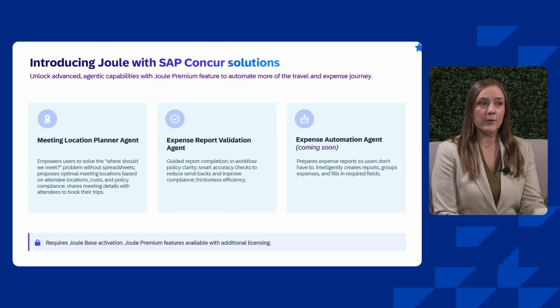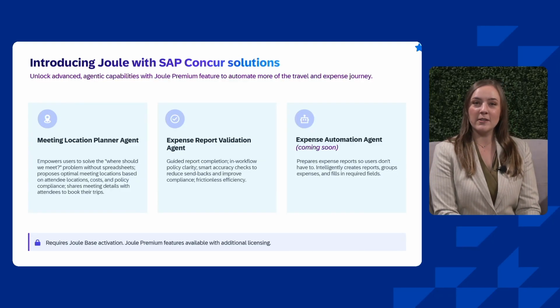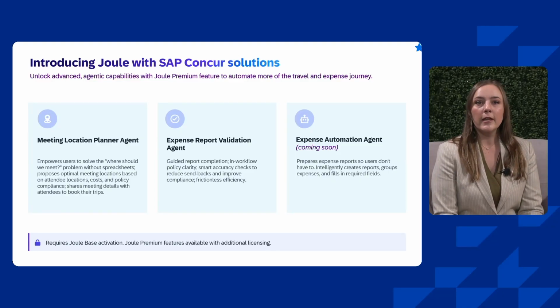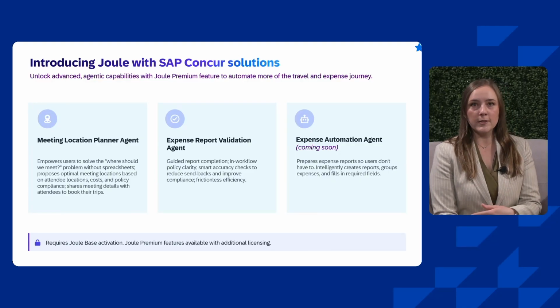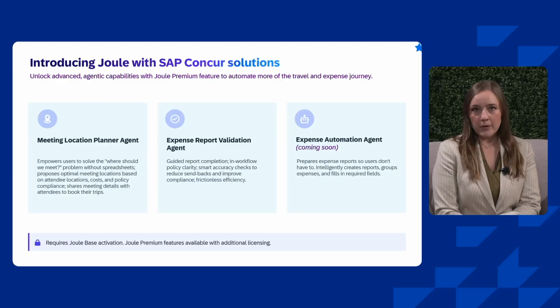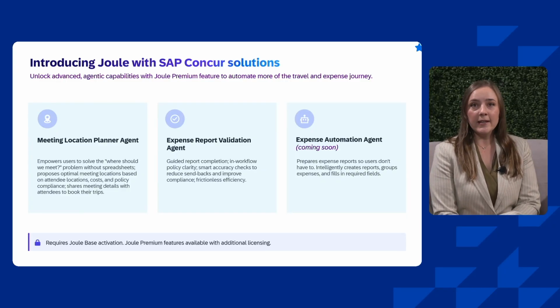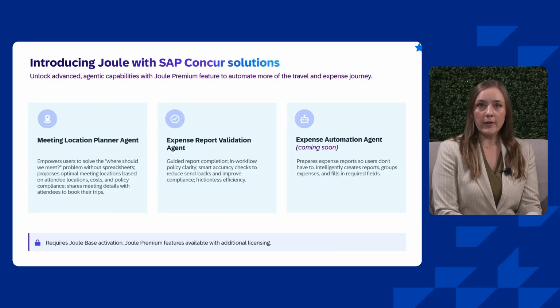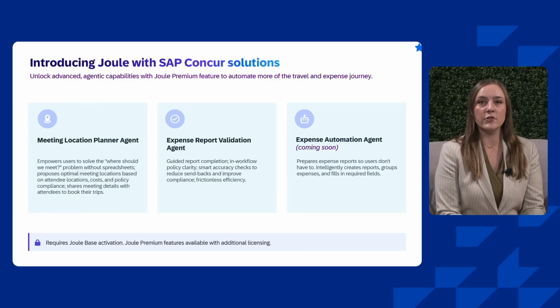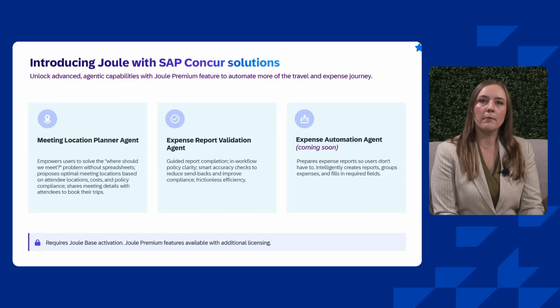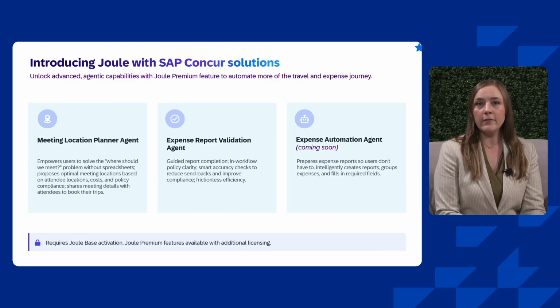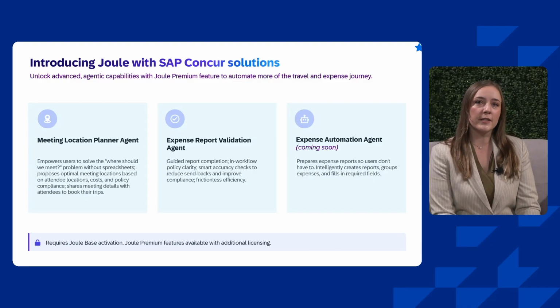And then the final one is the expense automation agent. And this is another one that is coming soon. This is going to automate the expense report process for you. It will help add reports or add expenses into the appropriate expense report, and it will automatically fill in details for you, such as business purpose, the report header, and even custom fields. So this is going to save your employees a ton of time without having to manually enter in their details.